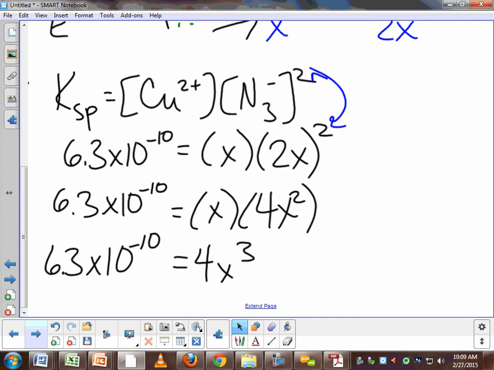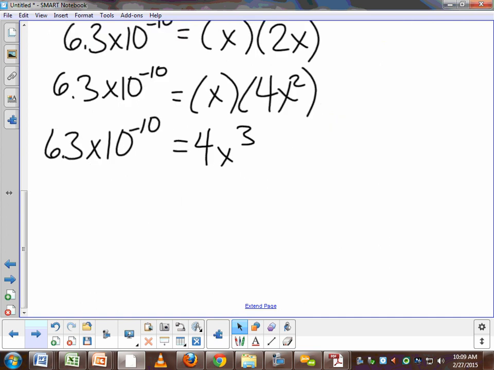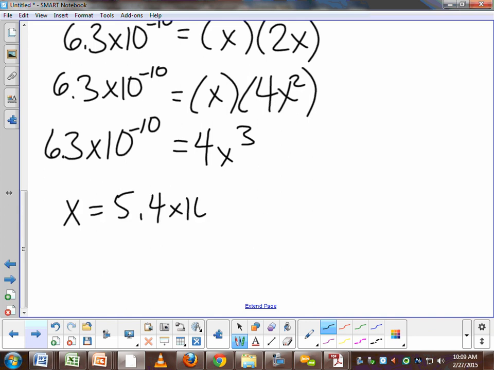So from this point on, you can solve for X. That's easy. When you do that, you get an X value of 5.4 times 10 to the minus 4th molar. This is molarity. Looking back to the ICE chart, what does that represent? That represents the concentration of the copper ion.